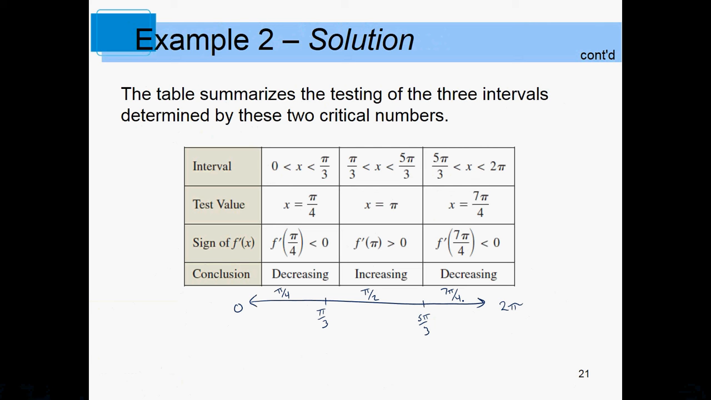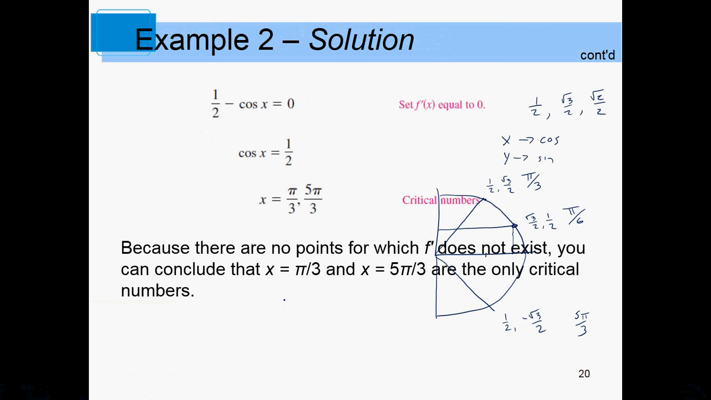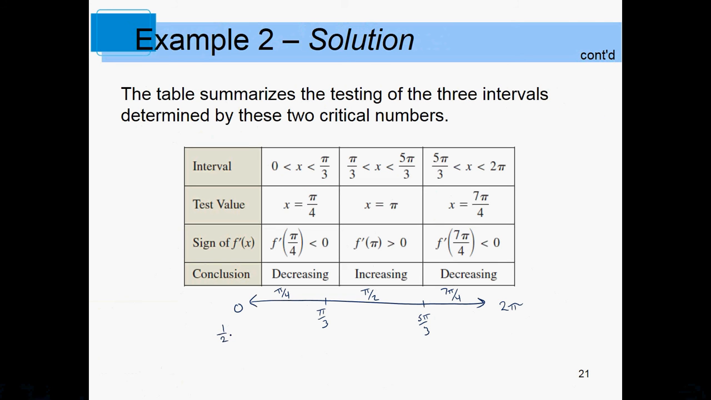So if I plug in pi over 4 into my first derivative, 1 half minus cosine x. So 1 half minus cosine of pi over 4. So that's 1 half minus square root of 2 over 2. Is that a positive number or a negative number? It's got to be a negative number, right? Because root 2 is bigger than 1. So 1 minus a number bigger than itself is negative. So this gives me a negative value. So I'm decreasing on that interval.